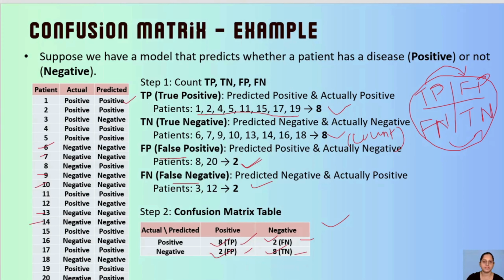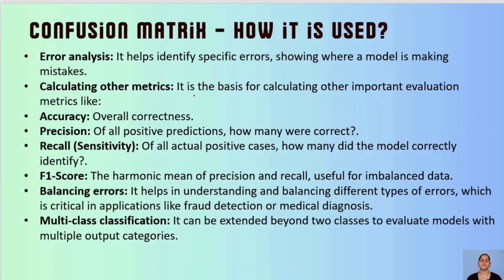Right? Now we will go ahead to where and how the confusion matrix is used, what are the important factors we consider, and in which cases it is more beneficial and in which cases it is not. First, it is handling the error. When we are talking about identifying specific errors, it is helpful. Then when you're calculating different metrics such as accuracy, precision, recall, F1 score, balancing error, multi-class classification, all these are an integral part of your confusion matrix.